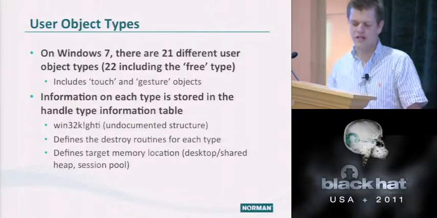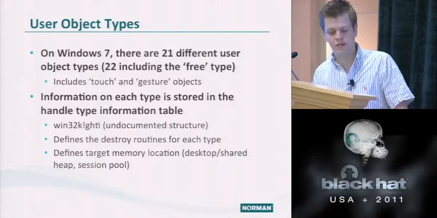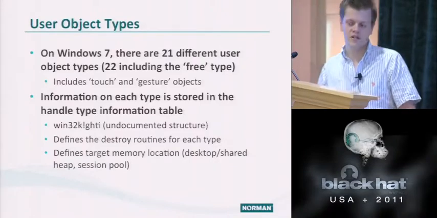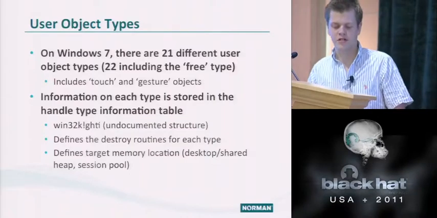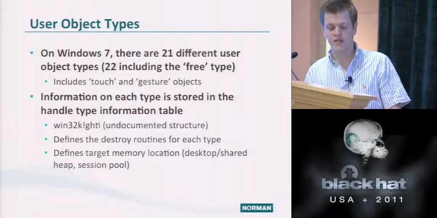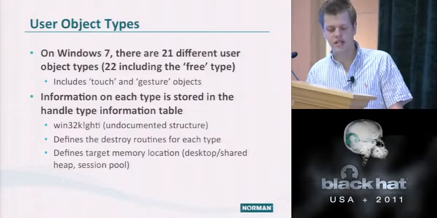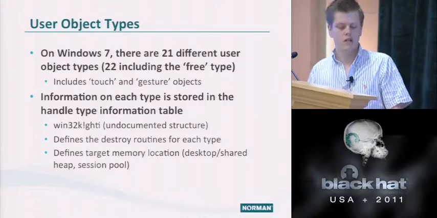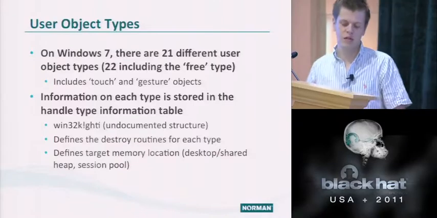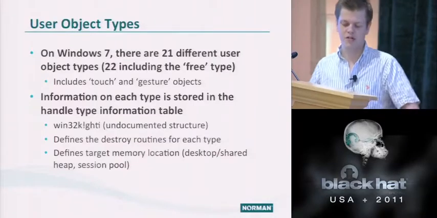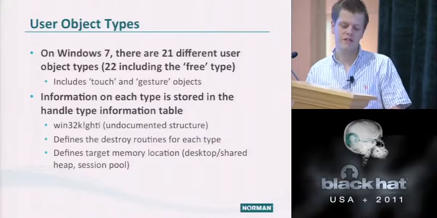So on Windows 7, there are 21 different user object types. Actually 22, including the free type, which is 0. And this also includes the touch and gesture objects that were introduced in Windows 7. And information on all these types is stored in something known as the handle type information table. And this isn't mapped into user mode, but if you look up this table and look at the structures, you can find out the target memory location of each of these objects, and also their destroy routines.